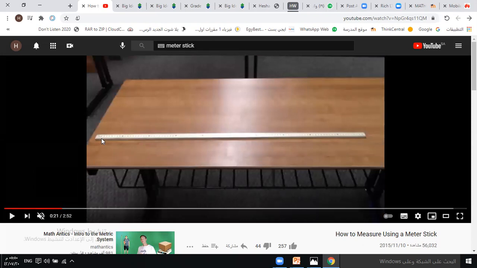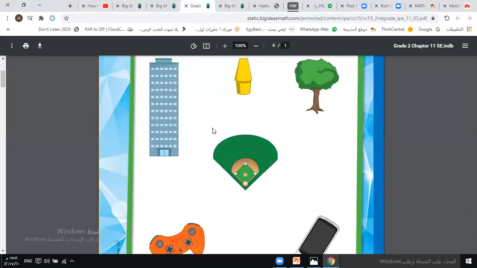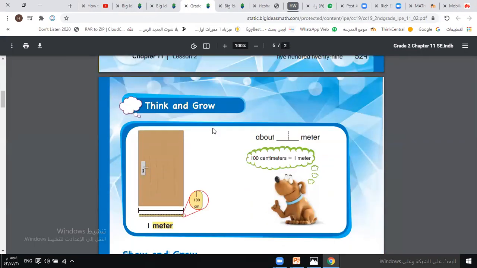Please imagine the length of this meter stick. It's very important to know the length of the meter stick. The meter stick equals 1 meter. What's 1 meter? 1 meter equals 100 centimeters. The meter stick equals 1 meter. It's 100 centimeters. Okay, now let's move, grade 2, to the next page.